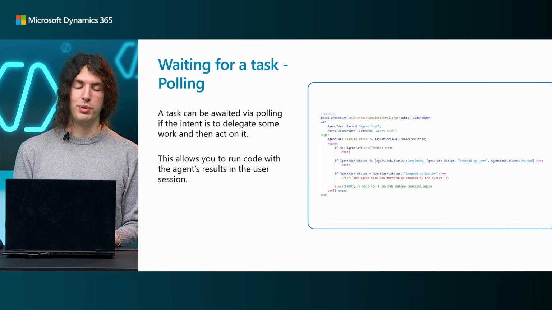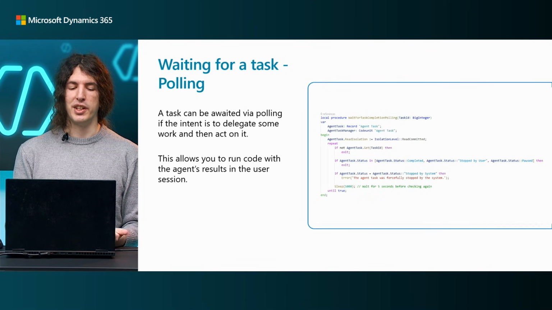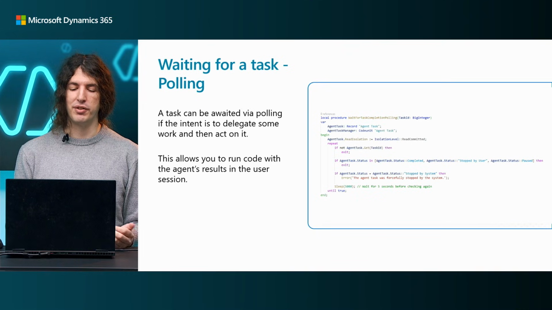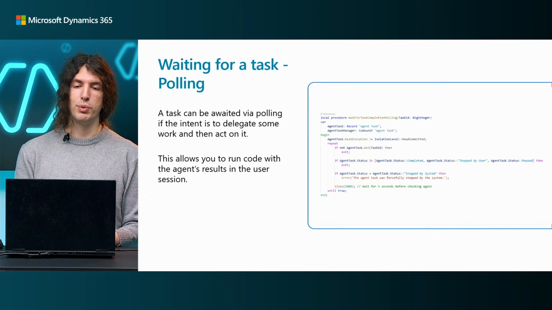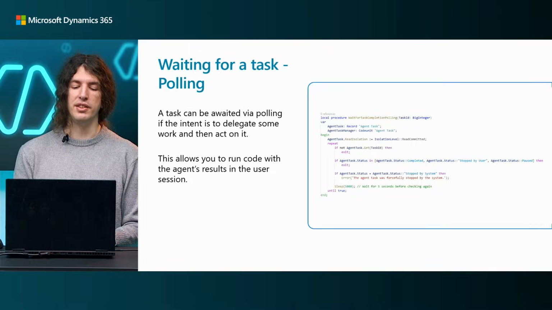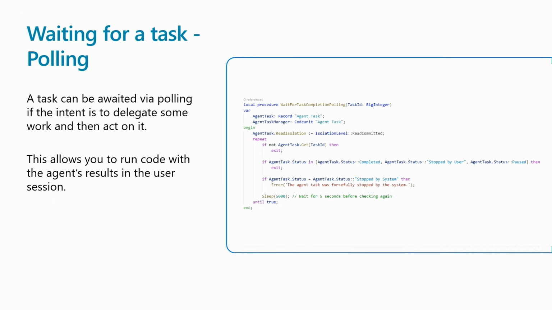There are a few different ways to get the result of a task. One of them is to wait for the task via polling. And you can do that through the agent task record. Through the record, you have the status field, which you can use to see what kind of state the task is in, if it is, for example, completed or stopped by the system because something occurred. And then you can continue and query into Business Central to get its result. This is good for unit testing or these kinds of non-production-ready scenarios.